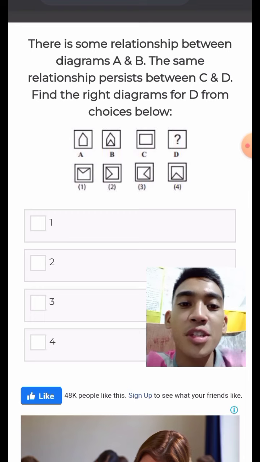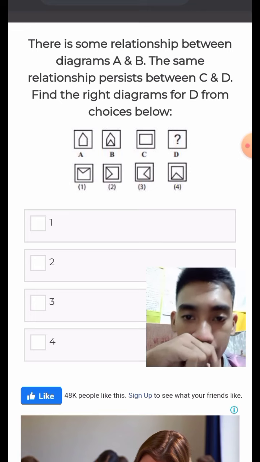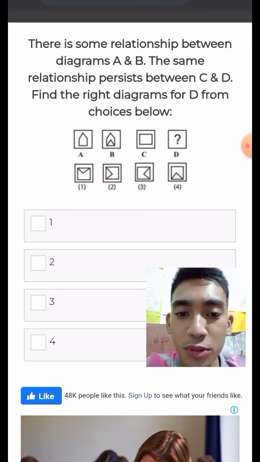There is some relationship between diagrams A and B. The same relationship persists between C and D. Find the right diagram for D from the choices below.